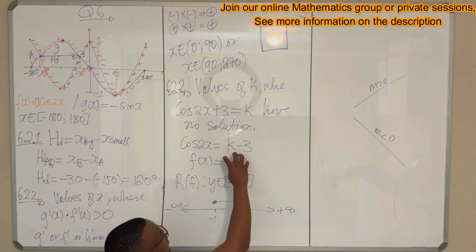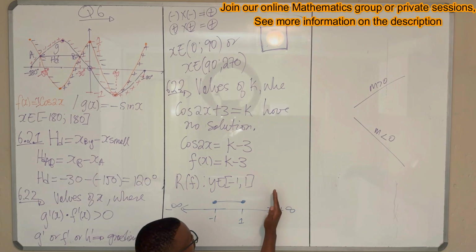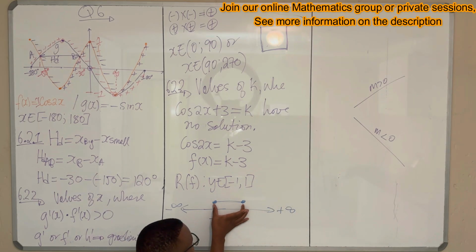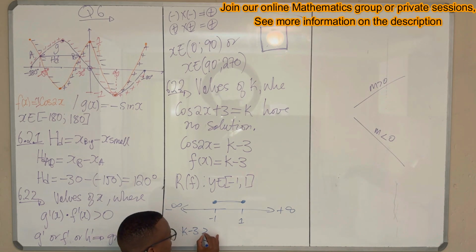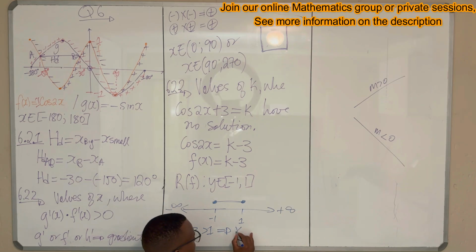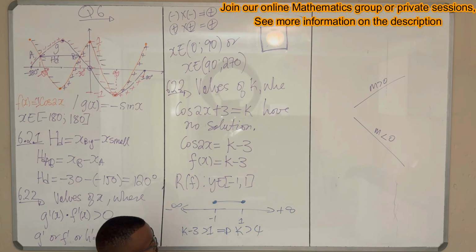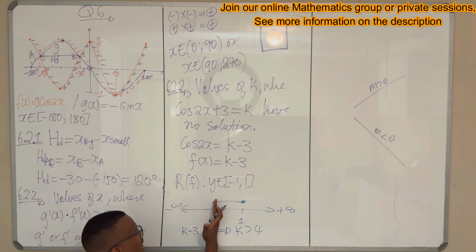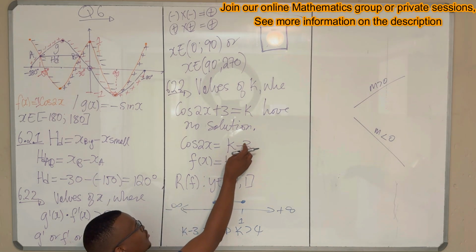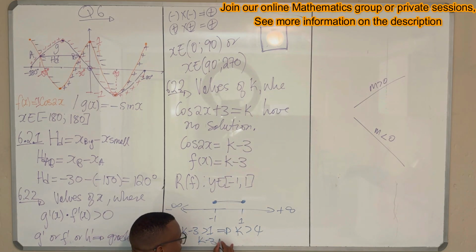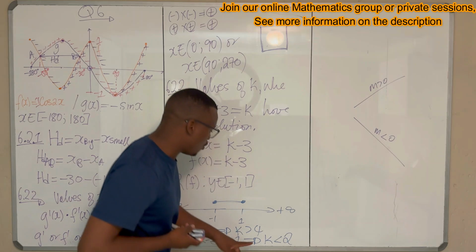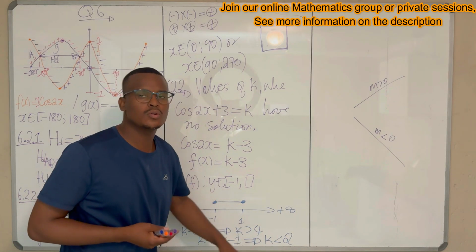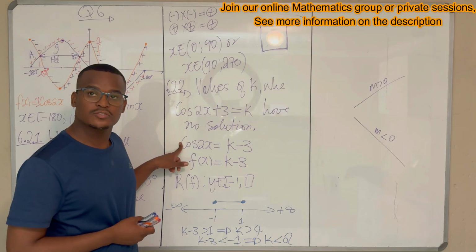So if this value that you have here is more than 1, now you will not have solutions. Which means if your k minus 3 is greater than 1, you won't have a solution. Which means for your k values that are greater than 4, you won't have solutions. And at the same time, if this part here, your k minus 3, is less than minus 1, which means your k will be less than 2. So if your k values are more than 4, or your k values are less than 2, this equation will not have solutions.